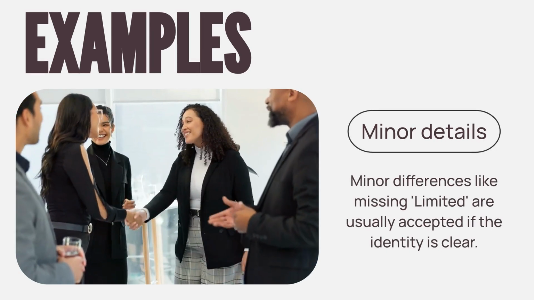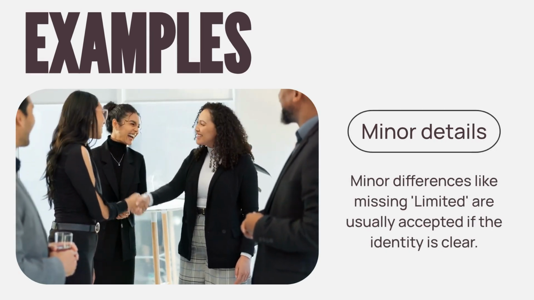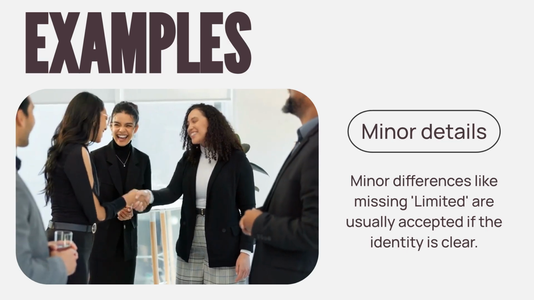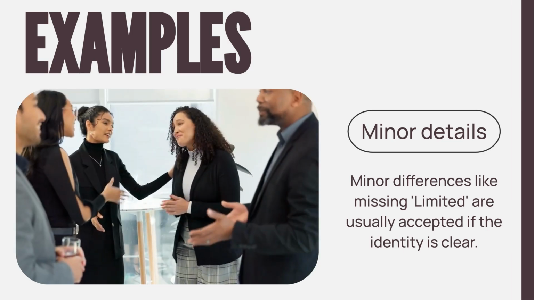For instance, if the LC names the seller as United Manufacturer Limited and the invoice says United Manufacturer, banks usually accept it because the identity is still clear.